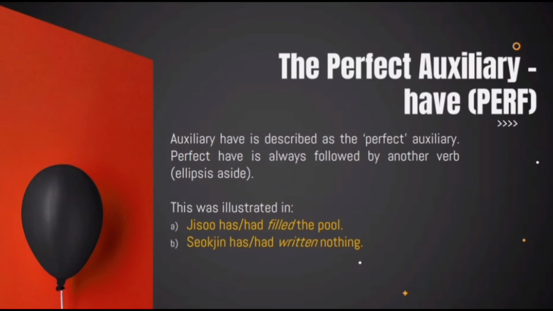Next, the perfect auxiliary. Auxiliary have is described as the perfect auxiliary. Perfect have is always followed by another verb or ellipsis aside. This was illustrated in: Jisoo has or had filled the pool, or Seokjin has or had written nothing.